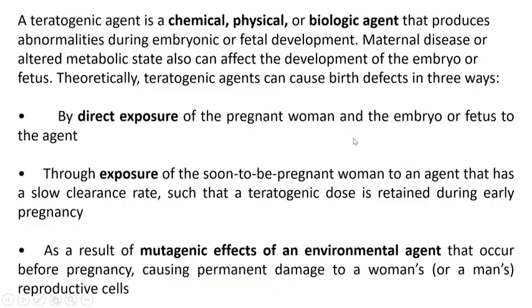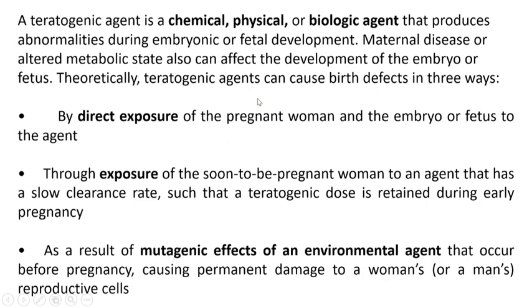All right. So teratogenic agents come in a variety of forms. They can be chemical, physical, biological, but anything that produces abnormalities during embryonic or fetal development is called a teratogen. So there's lots of different things that can affect a developing fetus. Maternal disease and altered metabolic state can also affect the development of the embryo or fetus.